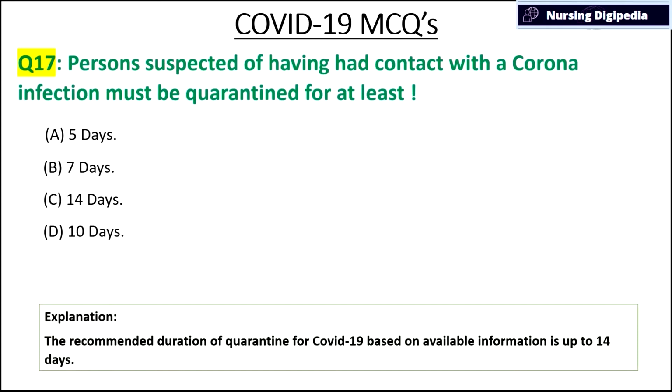Question 17. Persons suspected of having had contact with a corona infection must be quarantined for at least A. 5 days, B. 7 days, C. 14 days, and D. 10 days. And the answer is C. The recommended duration of quarantine for COVID-19 based on available information is up to 14 days.